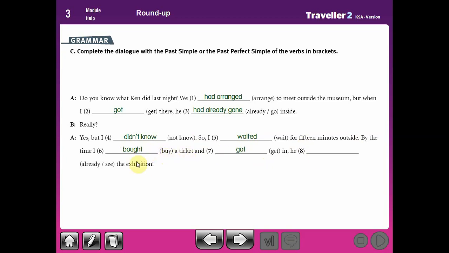Or got in. He already see the exhibition. So the space here, already, is for the past perfect. So he saw the exhibition before us. Exhibition means the fair, right? The fair. So see here, already see, we will change it into the past perfect. So say he had already seen, right? Because this happened first, before they bought or before they got in.